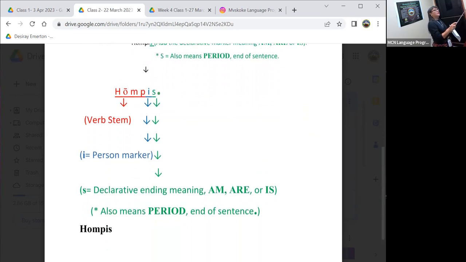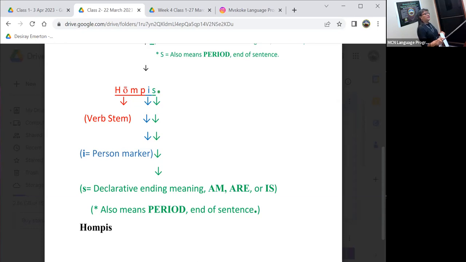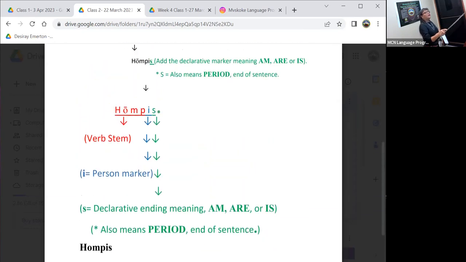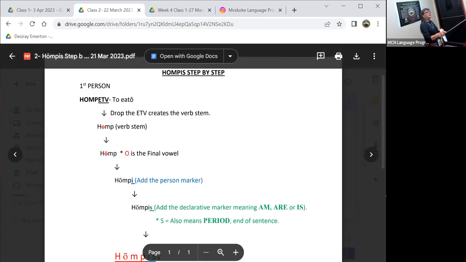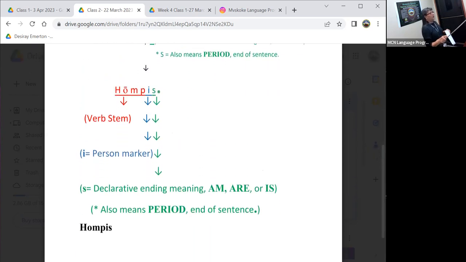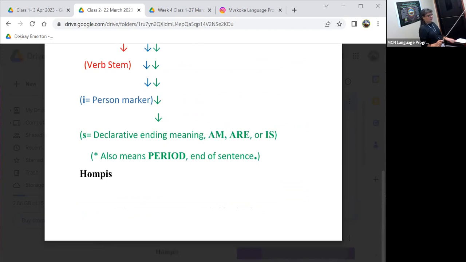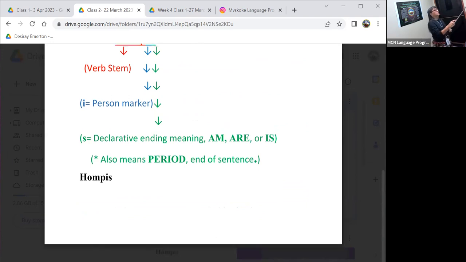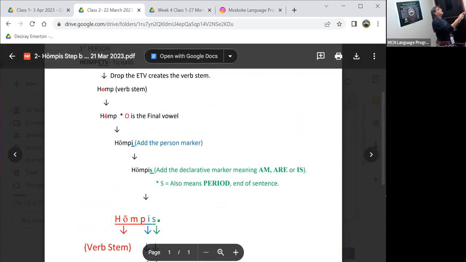So right here, it's got the verb stem in red. And you've got the person marker here in blue. And the red is the declarative ending. So right now you've gone from hombada to eat to home base. I am eating. Home base. Remember the I has the A sound. A. Home base. Right.